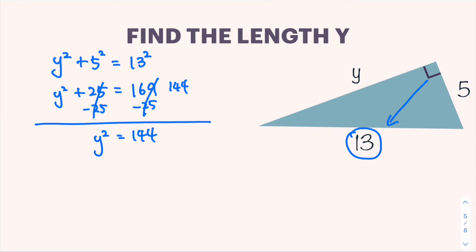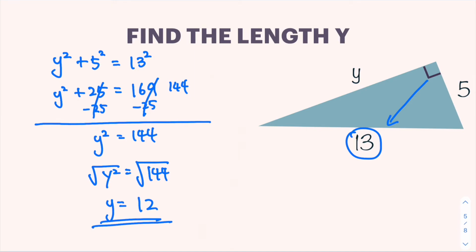And as before, we take the square root of both sides. Square root of y squared is equal to square root of 144. The square root and square cancel each other out. So y is equal to the square root of 144, which is 12. You could use a calculator for this. So yeah, we have y is equal to 12.